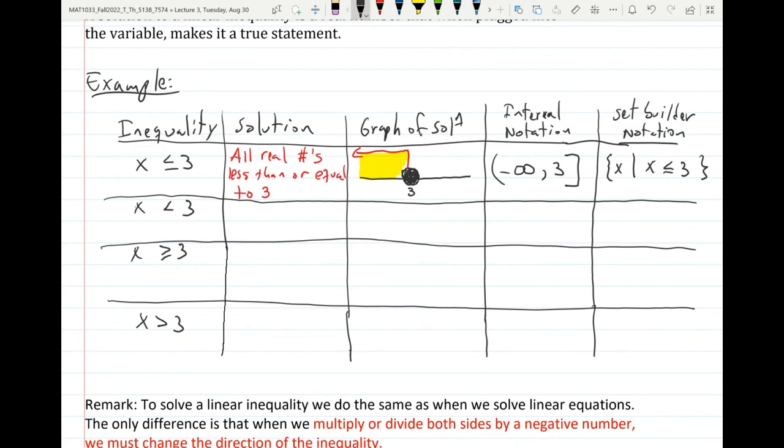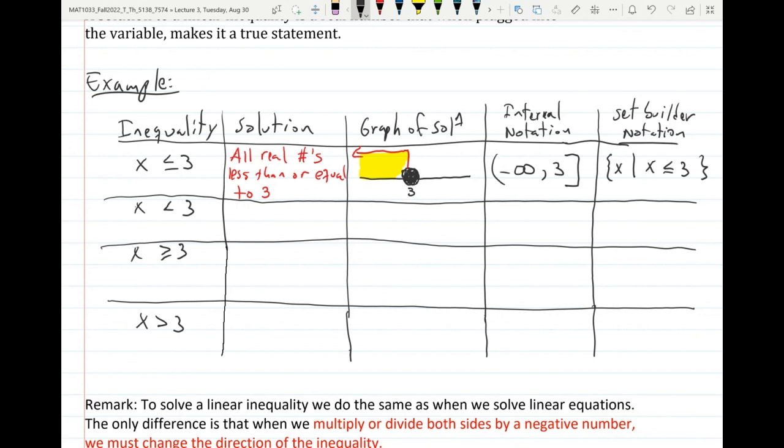Now, as you can imagine, the same holds for the others. The only difference is that when you don't have the equality, when you have a strict symbol like less than or greater than, what do you think is going to change? What do you think we're going to do in this picture? If we have a less than, we do an open circle, so you don't fill it in. Open circle means it's not part of the solution.